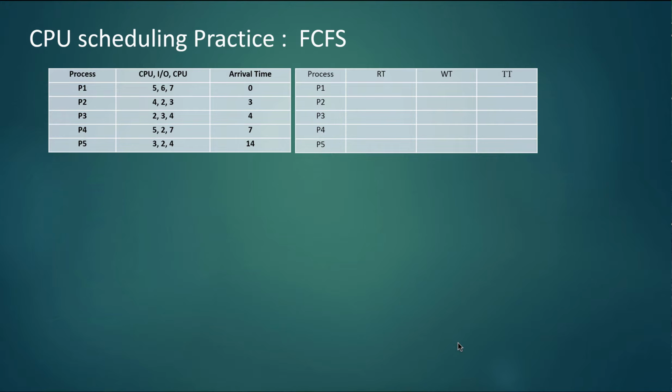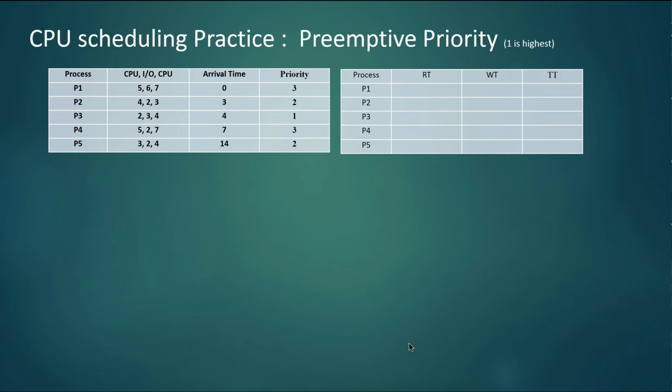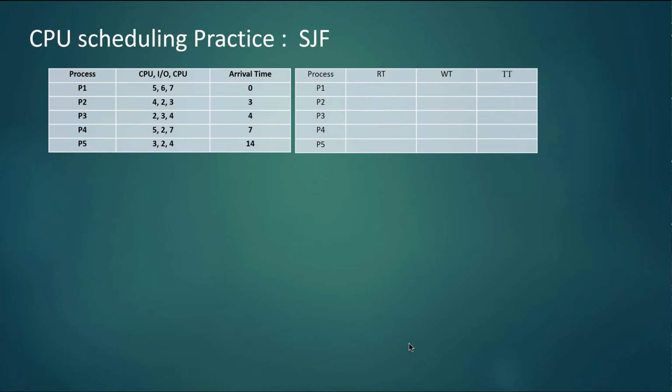Okay, welcome to some more CPU scheduling practice. In this, we're going to do first come, first serve, shortest job first, multi-level feedback queue, and preemptive priority. So before we waste any time, let's get started.